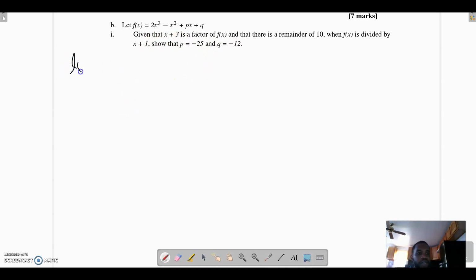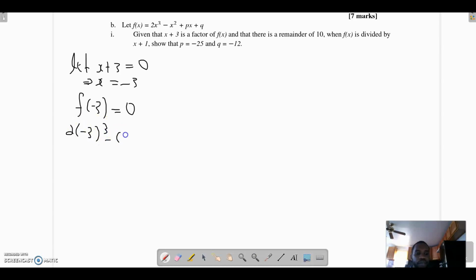So we're going to start by saying let x plus 3 equal 0, which would imply that x is equal to -3. This means that f of -3 is equal to 0, seeing that x plus 3 is a factor. So I'm going to have 2 times -3 cubed minus -3 squared plus p times -3 plus q is equal to 0.